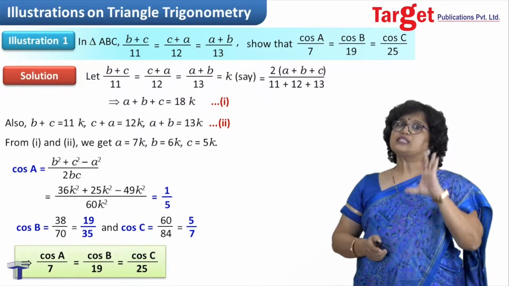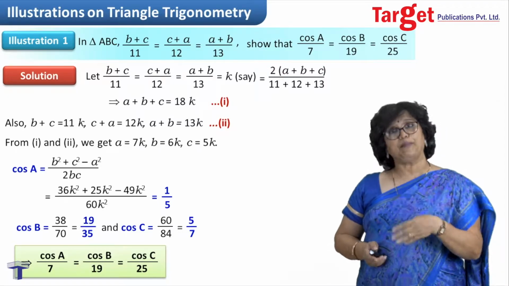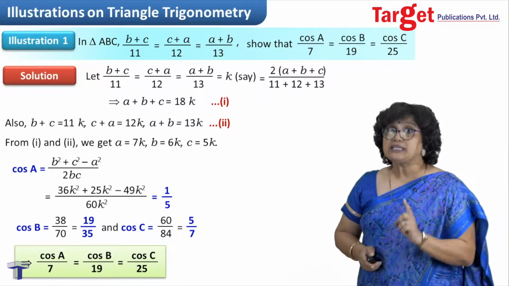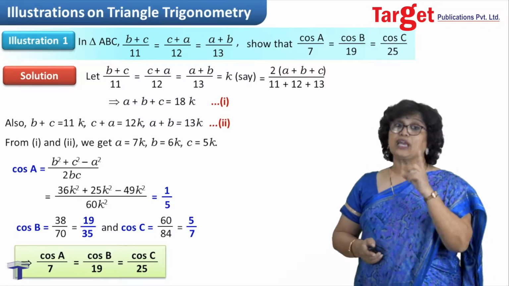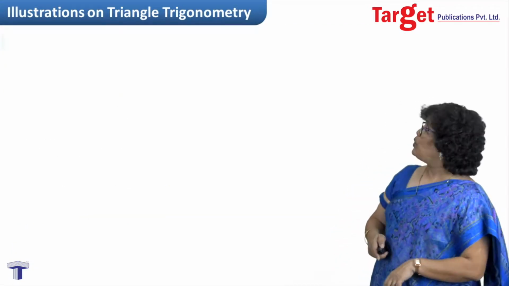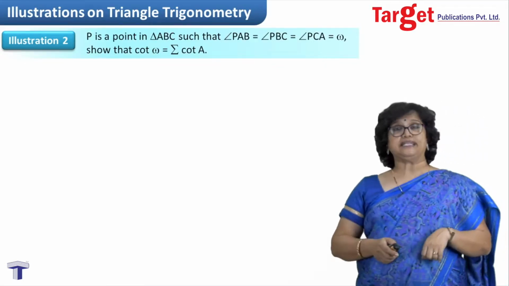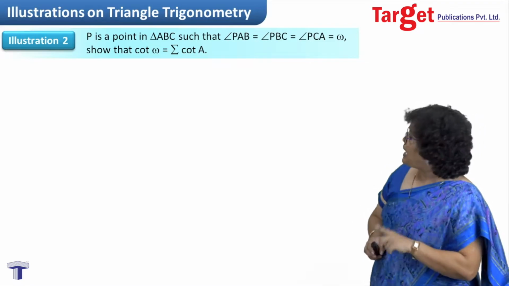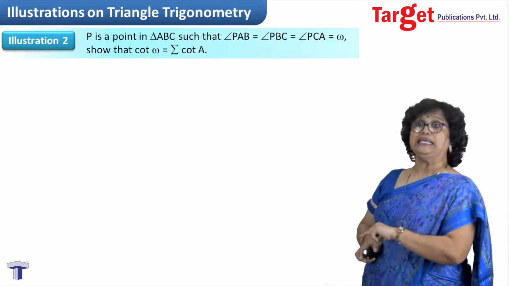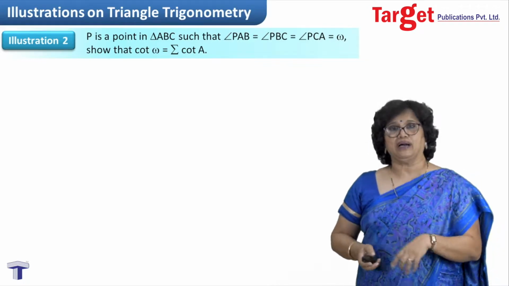Now I think this particular problem has taught you how to use the simple cosine rule. Mind you, this question was easy because I could use the theorem on equal ratios which you have learnt in your previous classes. Now I go to the next question, and the next question is: P is a point in triangle ABC such that angle PAB equals angle PBA, angle PBC equals angle PCA, and all are equated to omega.